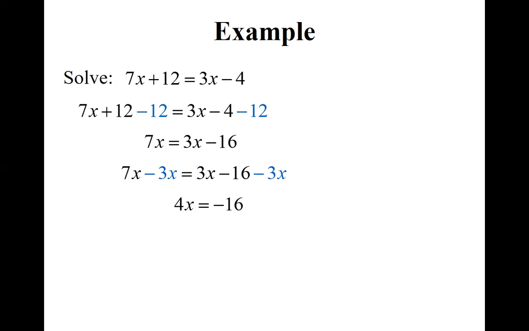Now we have 4x equals negative 16. We want to undo multiplying by 4. We do that with dividing by 4. Divide both sides by 4 to keep everything balanced. Negative 16 divided by positive 4 is negative 4. X equals negative 4. Feel free to take that solution, plug it into the original equation, and check to make sure that we're right.